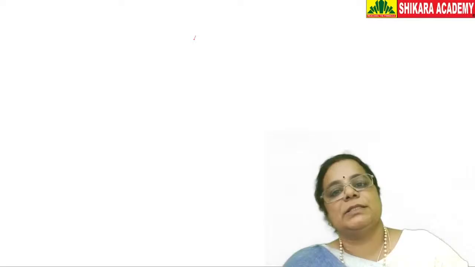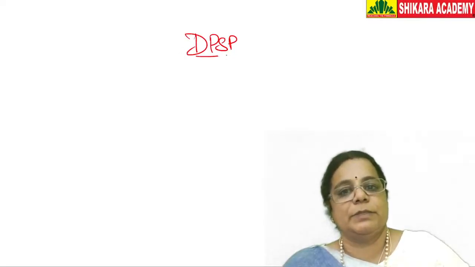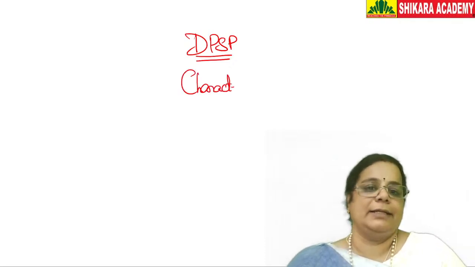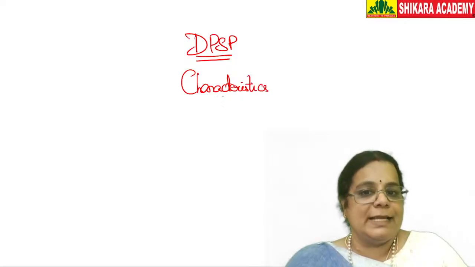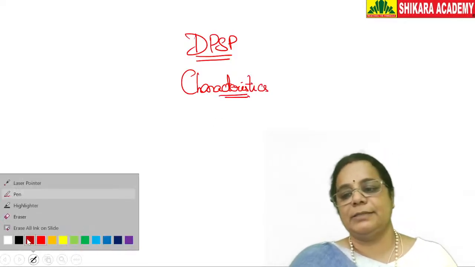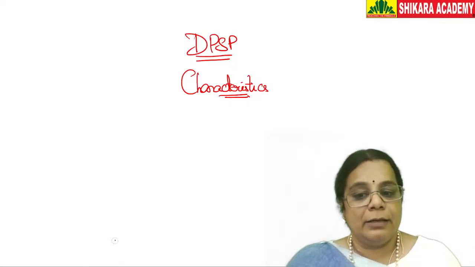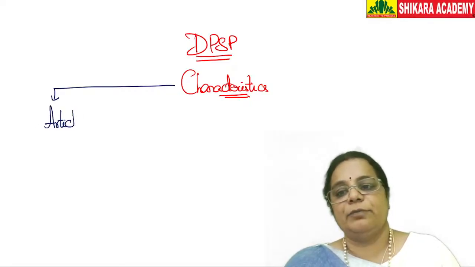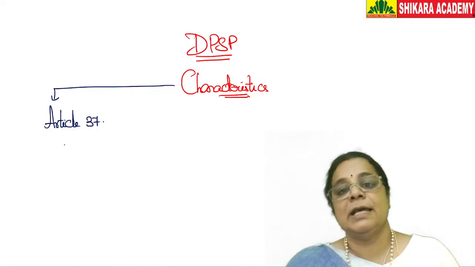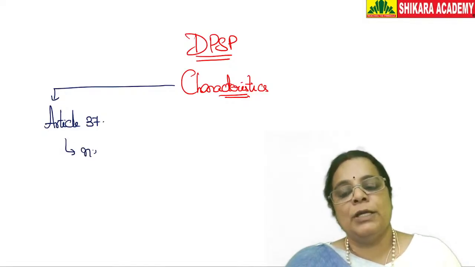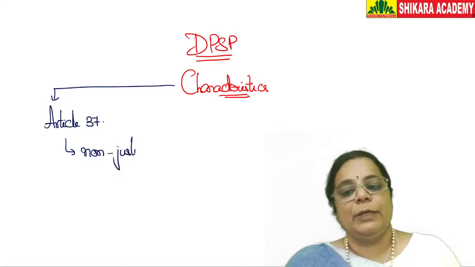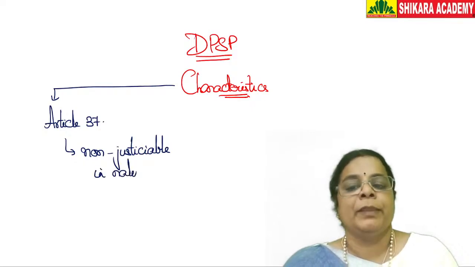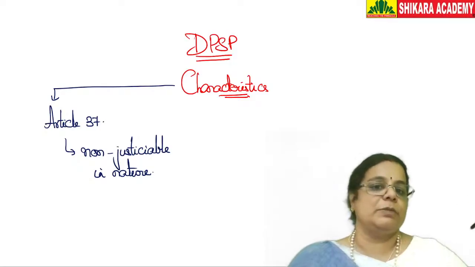Now, the next thing that we have to discuss is the characteristics of directive principles of state policy. What are the characteristics of DPSP? See, the Constitution itself gives us two important characteristics of DPSP, which also tell us their significance. Article 37 basically tells us that DPSPs are non-justiciable in nature, meaning you cannot go to the court if directive principles are not implemented properly. Very specifically, it says not enforceable by a court of law.